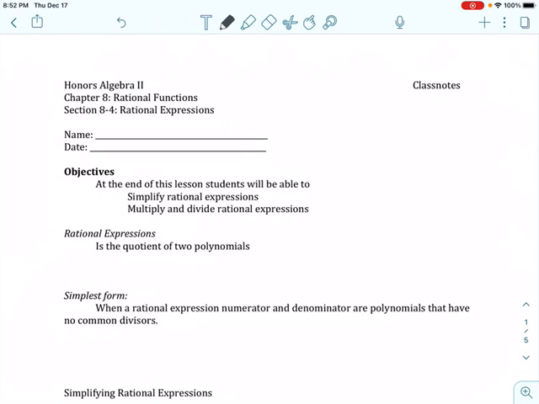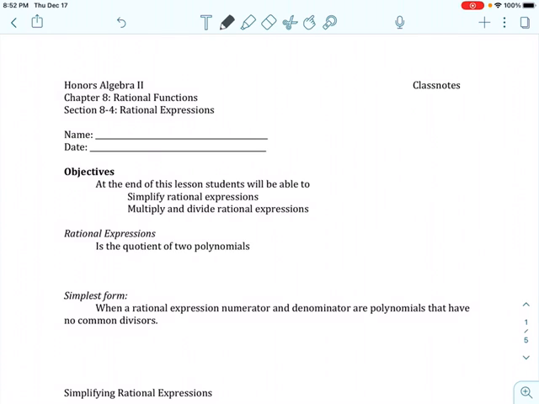Hi everyone. So today we're going to work on simplifying, multiplying, and dividing rational expressions. So this you're going to find easier than graphing, I would think, and it's all about the factoring. So if you can factor, this is going to be a walk in the park.